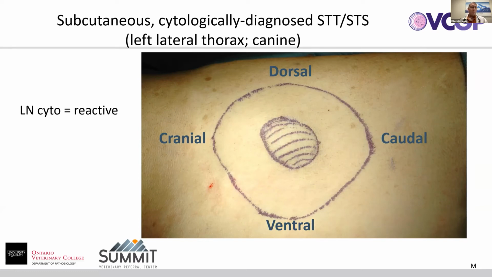So just some more preoperative staging information. The local lymph node was evaluated for metastasis and was determined to be reactive, and the thoracic radiographs were normal. So again, this is our preoperative staging. So now we know we don't have any evidence of spread. It justifies putting the patient through a surgery, spending the owner's money, and attempting to get curative intent local control via a wide excision.